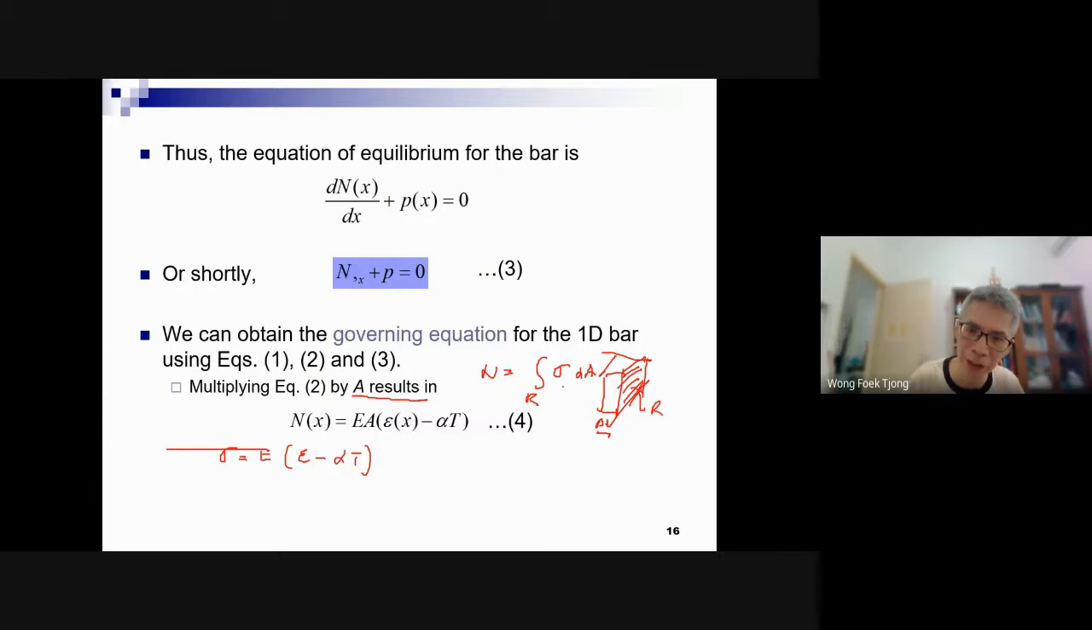That's the stress, but we assume that the stress distribution is constant. So this is just sigma A. We multiply by A, the cross-sectional area. Actually we integrate over dA, but equally we can regard it like this. This is the definition of the normal force. Any questions? So this is from the constitutive equation, multiplied by A.